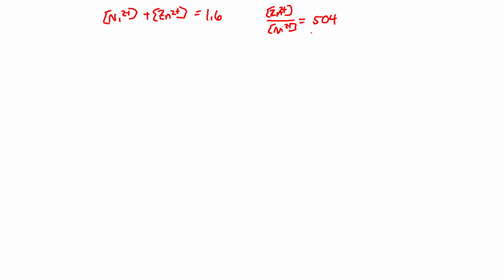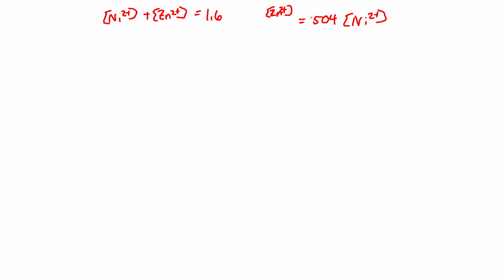So what I'm going to do is multiply both sides of this equation by nickel. And so what that's going to end up doing is just going to take that nickel and move it to the other side. So again, all I'm doing there is just multiplying both sides by nickel 2+. And so that tells me that the concentration of zinc 2+ is equal to 504 times the concentration of nickel 2+. And so now I have something that I can take and plug into this equation for zinc.